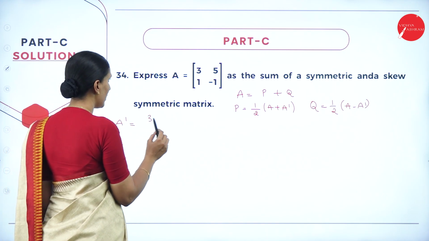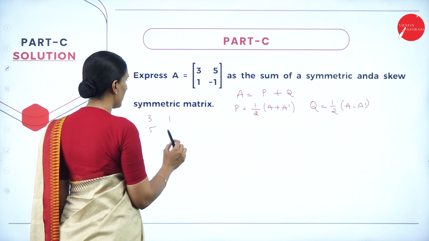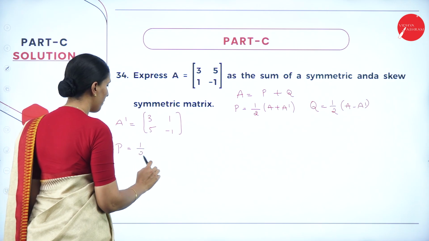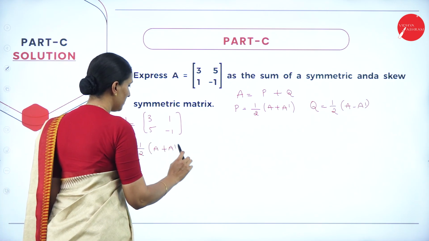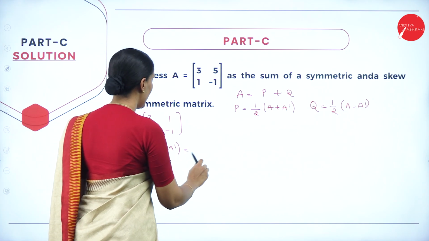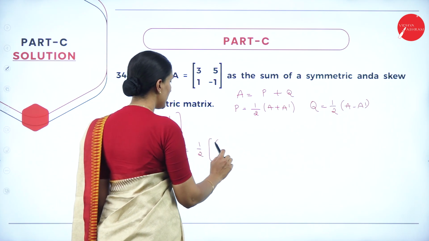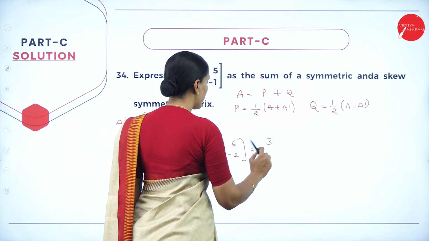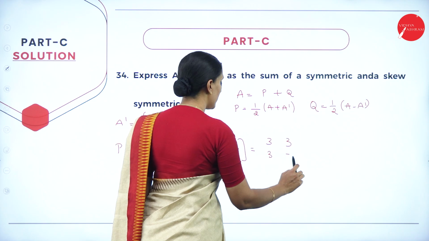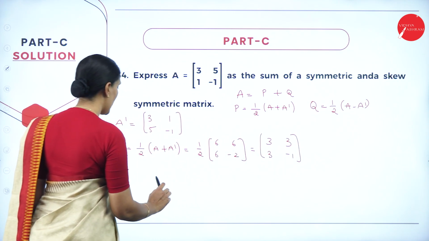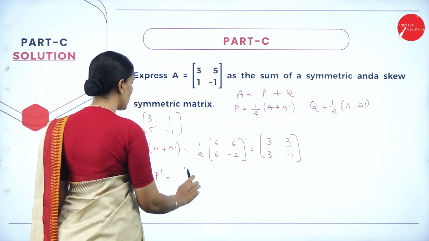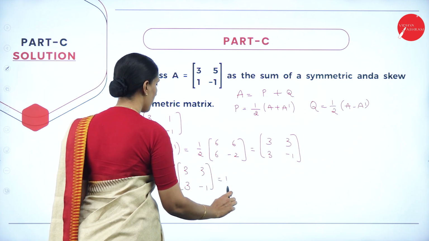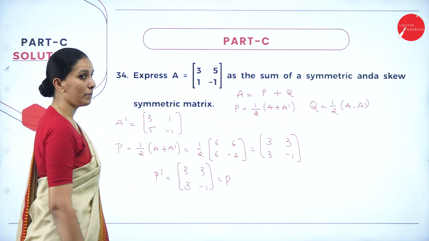A dash is 3, 5, 1, minus 1. Now let's check for P. P is half of A plus A dash. If we add A plus A dash, we'll get 6, 6, 6, minus 2, which after reducing is 3, 3, 3, minus 1. Now let's take P dash here. If we take P dash, it is 3, 3, 3, minus 1, which is P. So clearly P is a symmetric matrix.